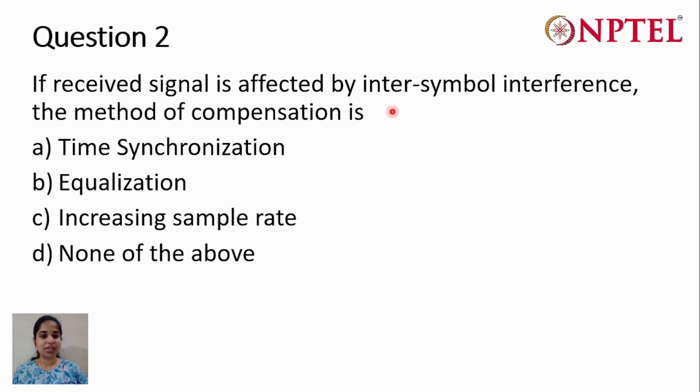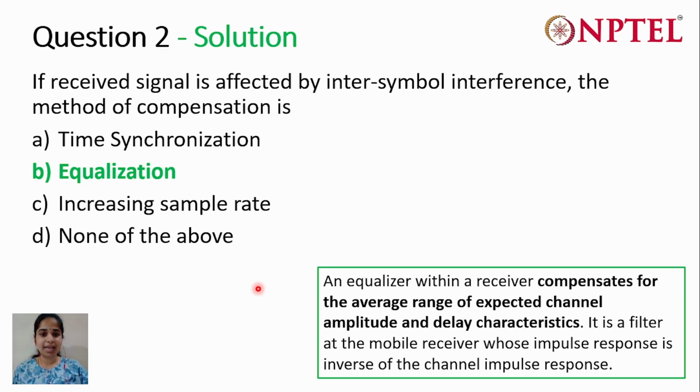Okay, so let us move on to the next question. If the received signal is affected by inter-symbol interference, the method of compensation is dash. So how do you compensate inter-symbol interference at the receiver? The options are time synchronization, equalization, increasing sampling rate, none of the above. So the answer is equalization. An equalizer within a receiver compensates for the average range of expected channel amplitude and delay characteristics. Basically, the equalizer at a mobile receiver is like a filter whose impulse response is the inverse of the channel's impulse response. So this helps us to combat inter-symbol interference.